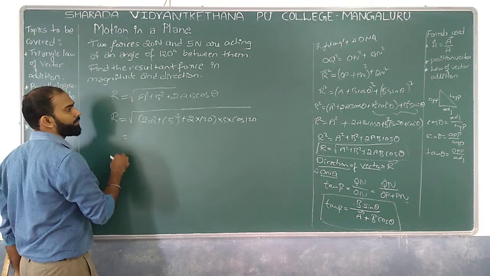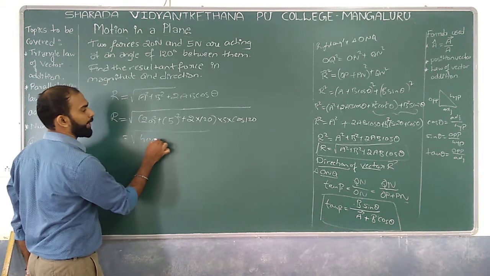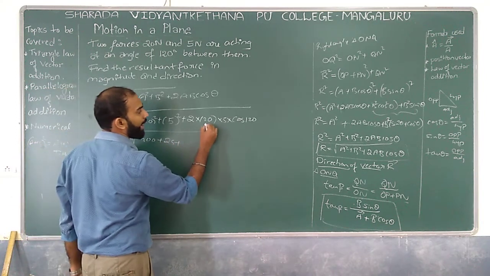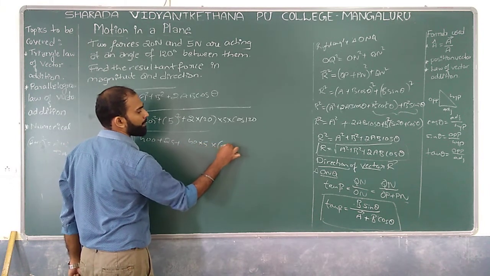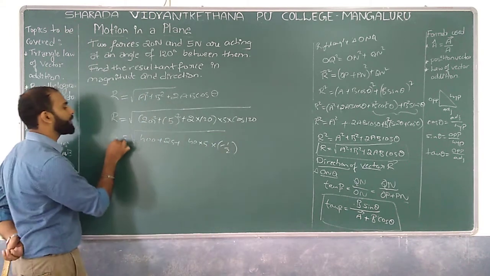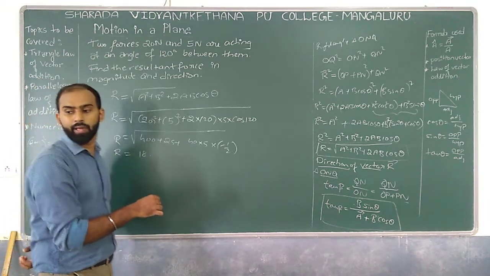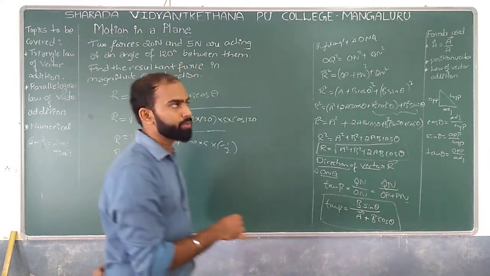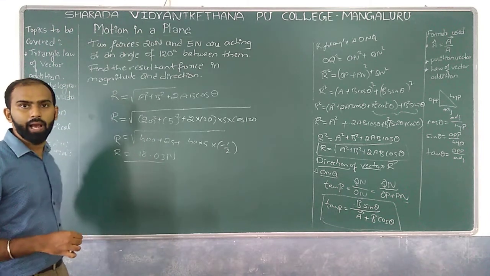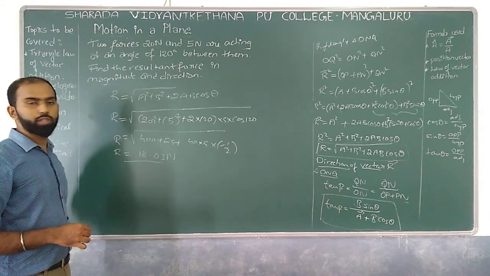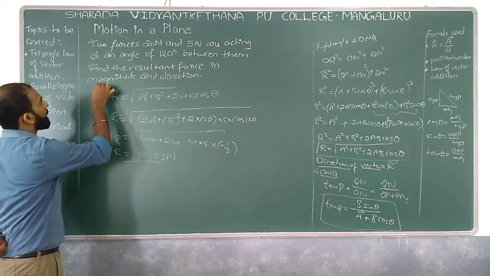Okay, so altogether we have 400 plus 25 plus 40 into 5 into minus half. So altogether we are going to have R, which is around 18.03 Newton. This is the value of the resultant we can have over here. Now we are supposed to find its direction along with the magnitude. This is the first case.